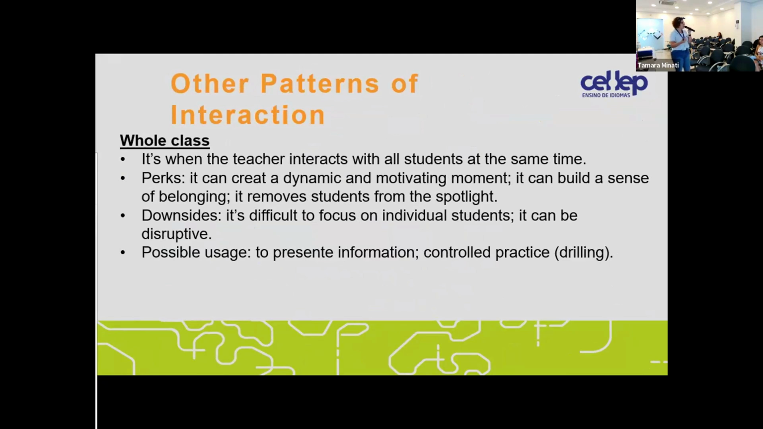So in this moment, who is speaking? The teacher. So they don't need to feel pressure to speak individually, because everybody is going to answer whatever the teacher is asking for. And they can feel that they belong to the group. It's not one person alone. The teacher is not talking to one student individually. It's talking to everybody. The downsides: it's difficult to focus on individual students, and it can also be disruptive.